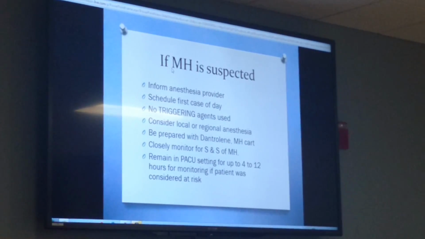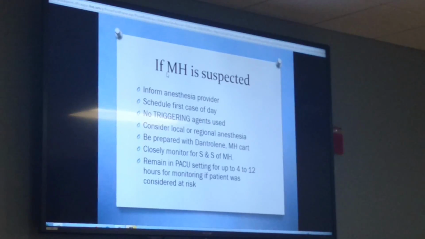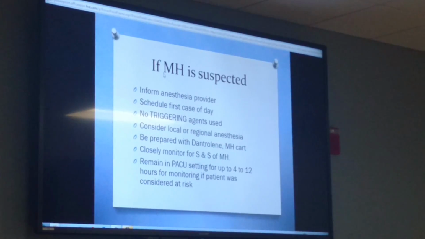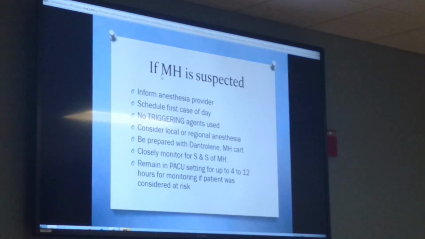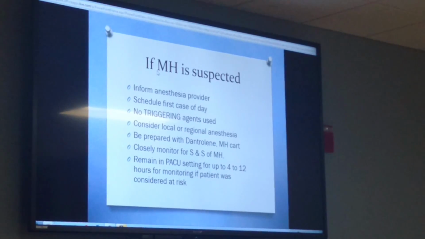And you have to be prepared with dantrolene or your malignant hyperthermia cart. You should always bring it to your room, either in the room or right outside the room, if there's any suspicion of malignant hyperthermia. I know I'm going fast, sorry guys.